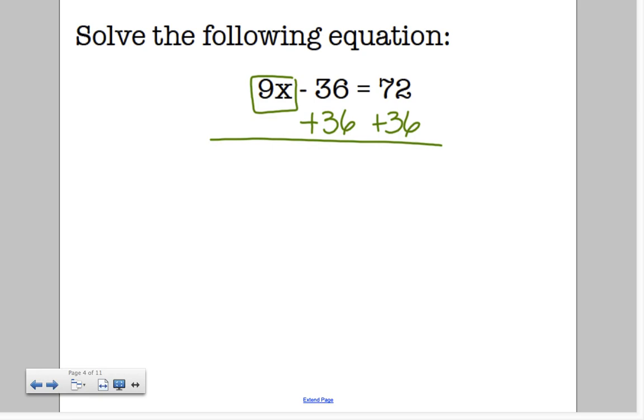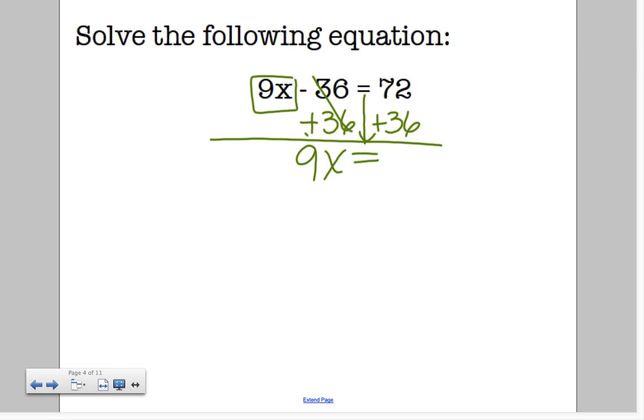You guys agree right now, this positive 36 with this negative 36 makes that negative 36 gone. And now don't we just have 9X left over? So our first goal is to get the term with the variable by itself first. That's the first step, and that's using 0 pairs. That's how we do that. We use 0 pairs so we're ultimately getting this by itself. So this goes bye-bye, and now we bring our 9X down. Whatever's inside the box, we now can bring down.